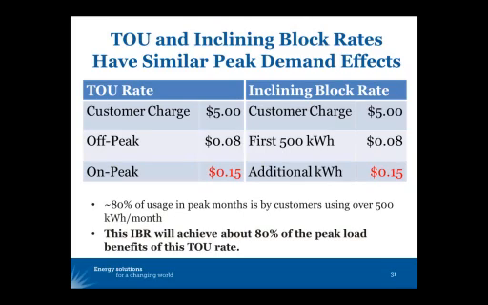But you would expect to see about 80%, because 80% or more of the consumption is by customers who see that second block rate. We would expect about 80% of the peak load benefits to result. 15 cents, whether it's all hours or peak hours, is going to reduce the consumption by about the same amount in the peak hours.